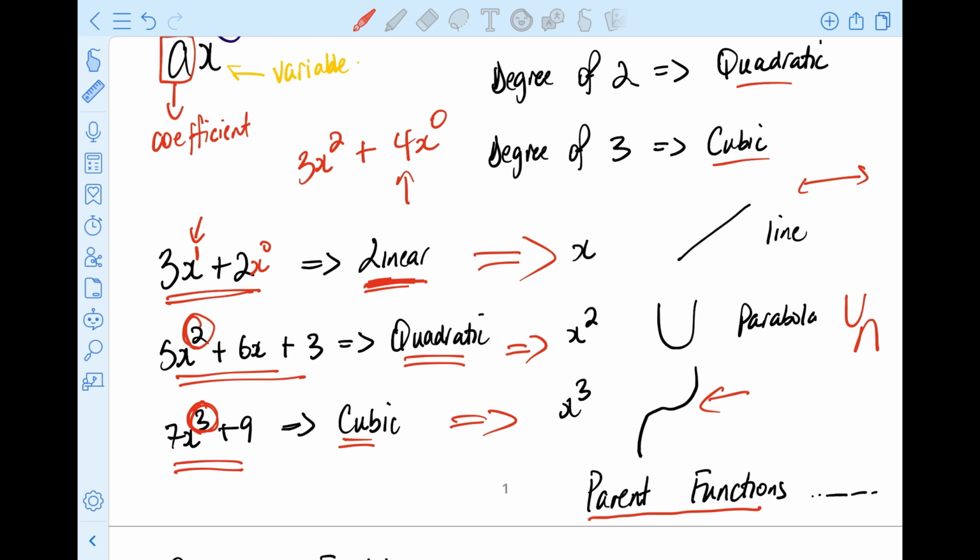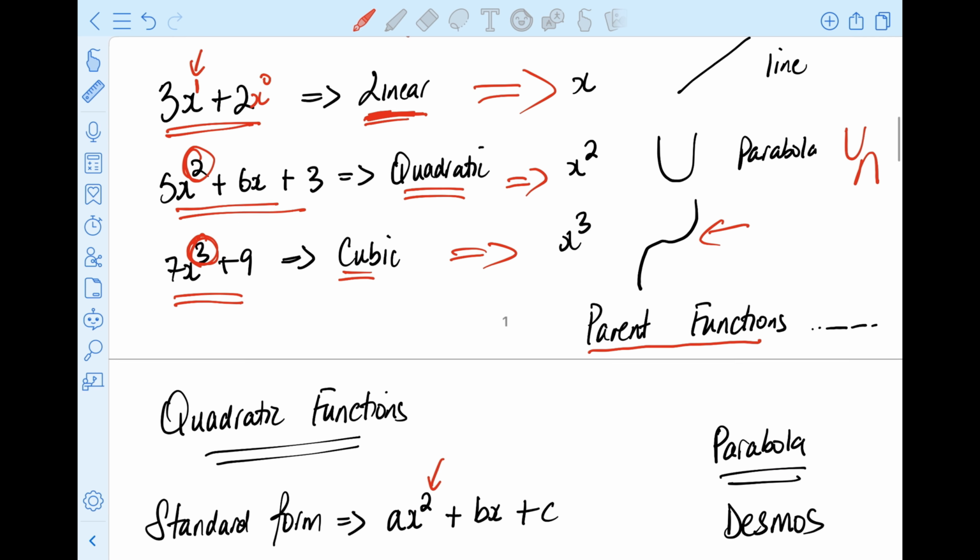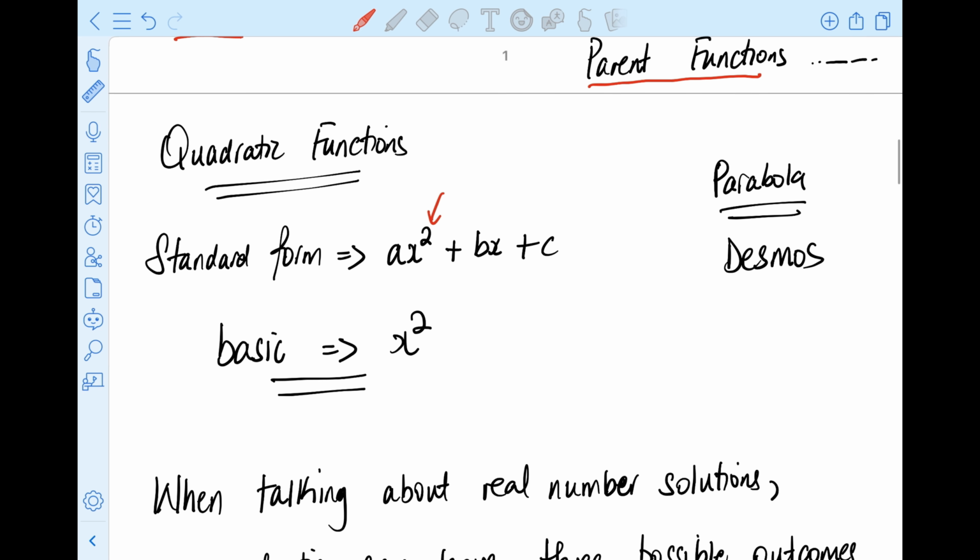Represented by quadratics, etc. Now, a quadratic function is what we're going to be zoning in on a little bit. And remember, it is quadratic if the highest exponent is a 2. Now, if we look here, we're going to be looking at some quadratics.